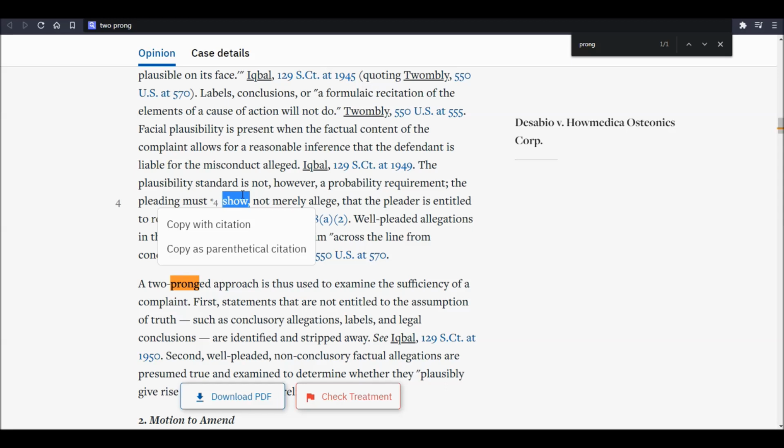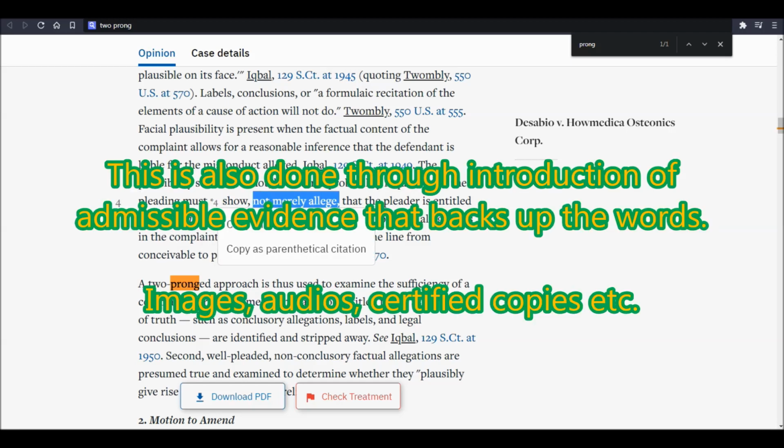If you're saying someone cannot bring criminal charges against you, you go through the details of all that, the why and how, not just say that this happened, that happened, and I don't agree with it and they don't have jurisdiction. That's not enough. That's just mere recitation. You have to show, not merely allege, that you are entitled to relief.